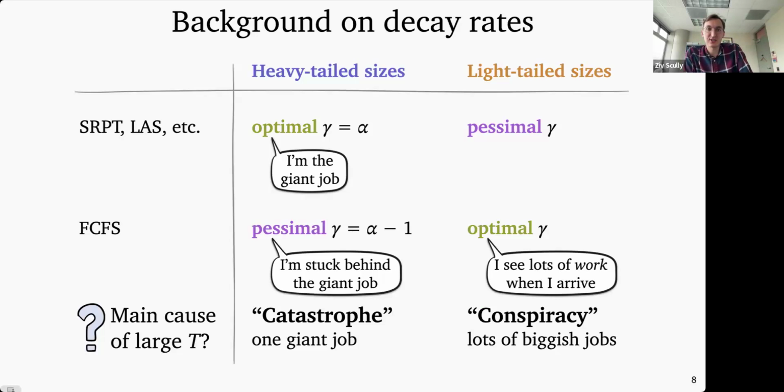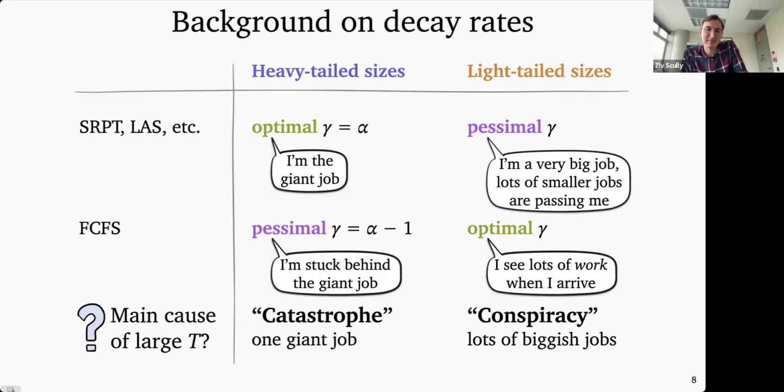In contrast, under SRPT, least attained service, large delays, lots of work can contribute to the delays, but the bigger contributor is when you're a giant job, or even just, maybe there aren't giant jobs really, but a very big job in the light tail case. If you're a very big job, then lots of smaller jobs are going to pass you. And if you have one of these situations where somewhat more than average jobs are arriving for an extended period of time, and those jobs happen to be a bit bigger than average, this is going to lead to a really long delay, a sort of temporary starvation for that very big job.